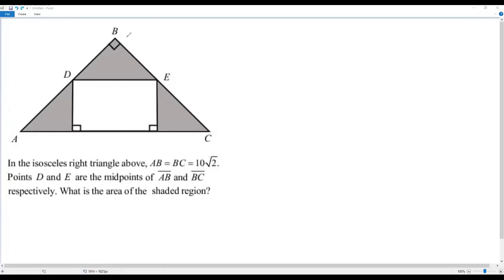Here we have a SAT math problem. Okay, let's go to the question. In the isosceles right triangle above, AB equals BC equals 10 times square root of 2. Points D and E are the midpoints of AB and BC respectively. What is the area of the shaded region?